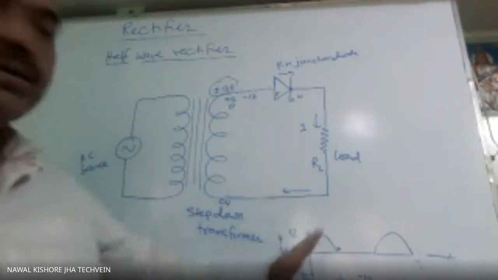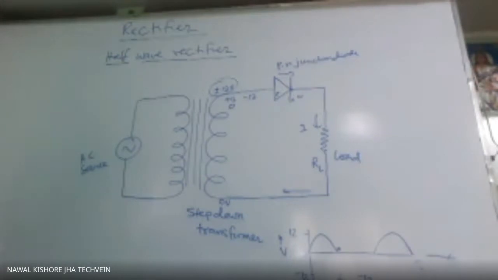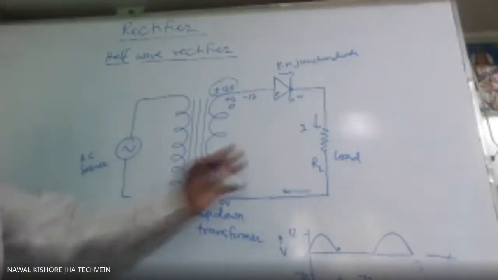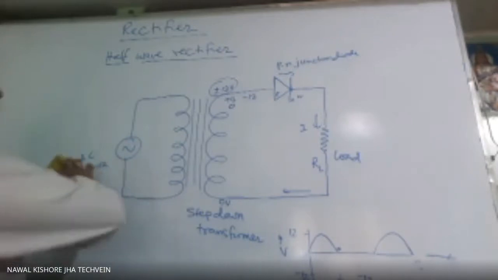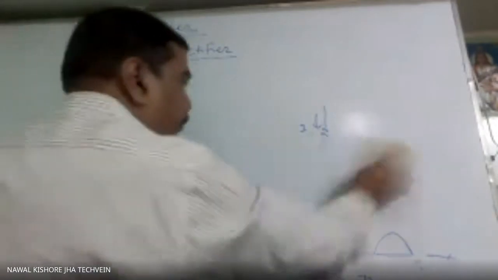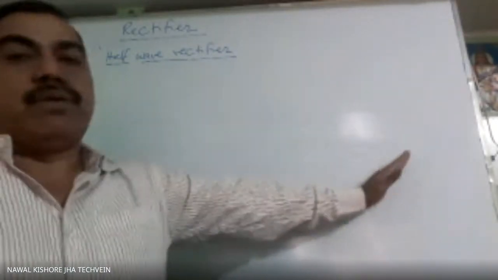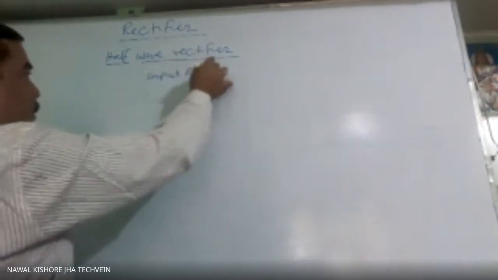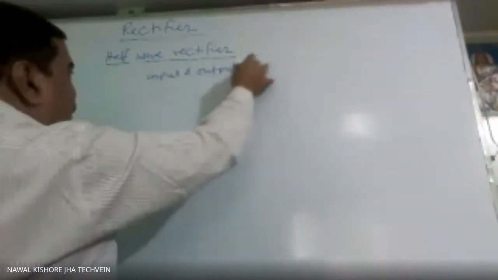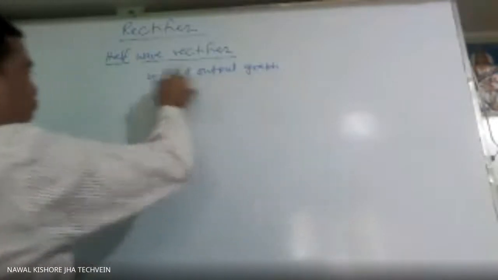Now this graph is asked. You have to show the AC and this half wave rectifier graph. Sometimes it is input and output. Input means what we are giving to the diode, and what we are getting from here we call output. So the input and output graph for the half wave.